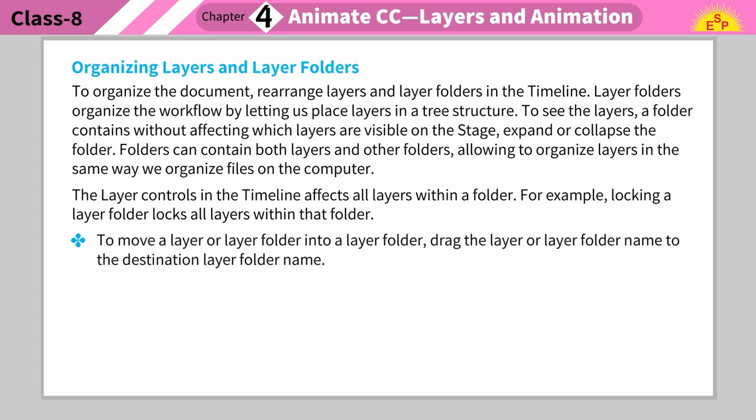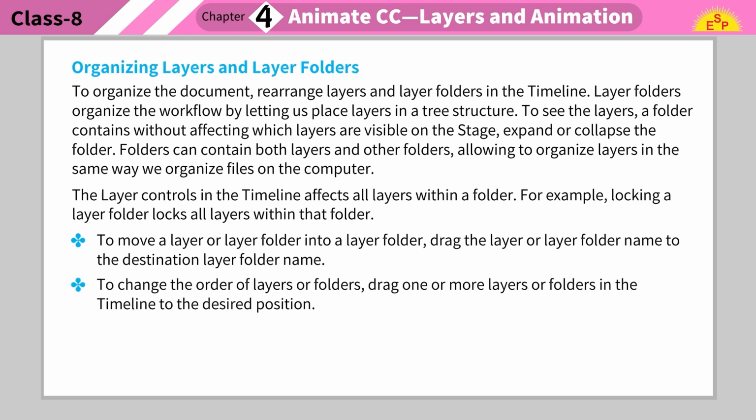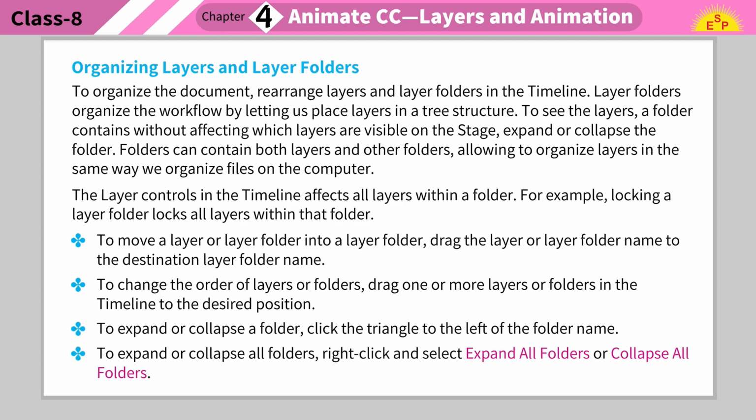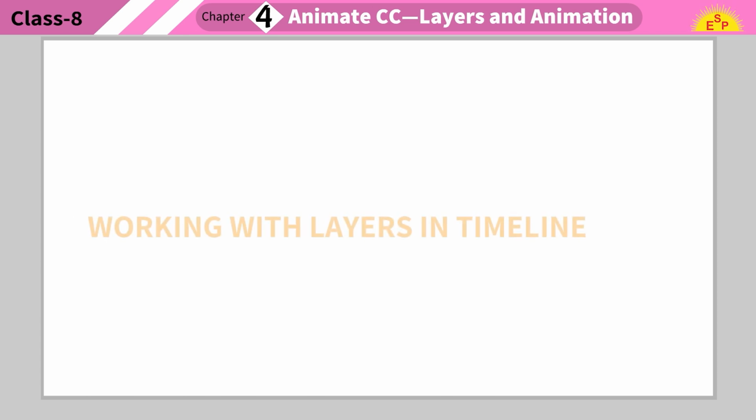To move a layer or layer folder into a layer folder, drag the layer or layer folder name to the destination layer folder name. To change the order of layers or folders, drag one or more layers or folders in the timeline to the desired position. To expand or collapse a folder, click the triangle to the left of the folder name. To expand or collapse all folders, right-click and select Expand All Folders or Collapse All Folders.